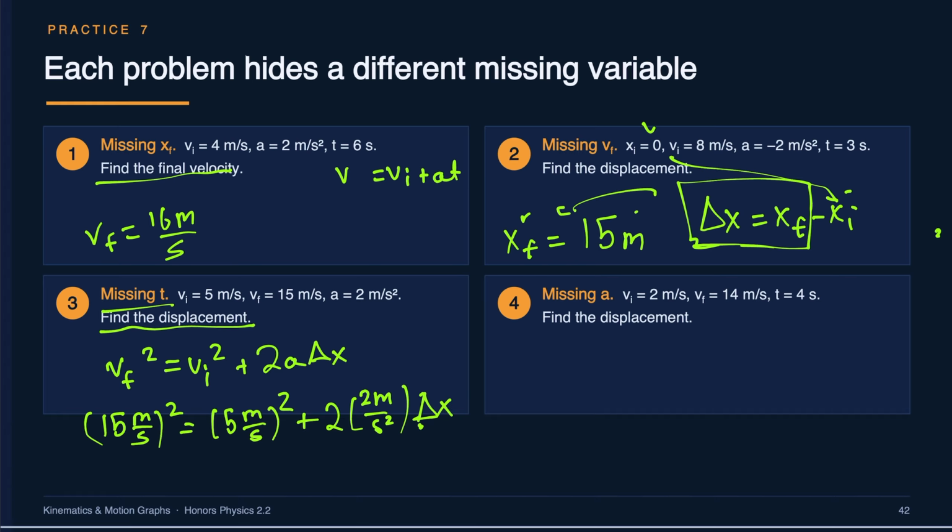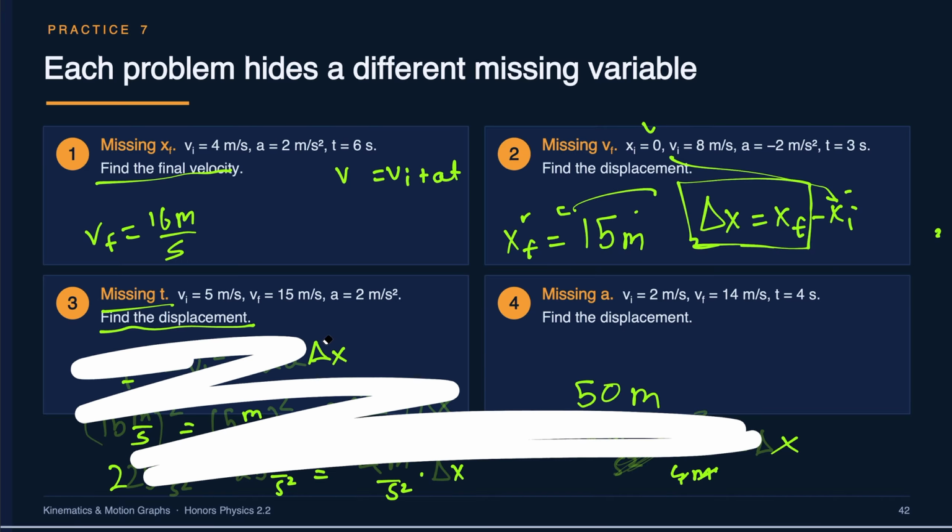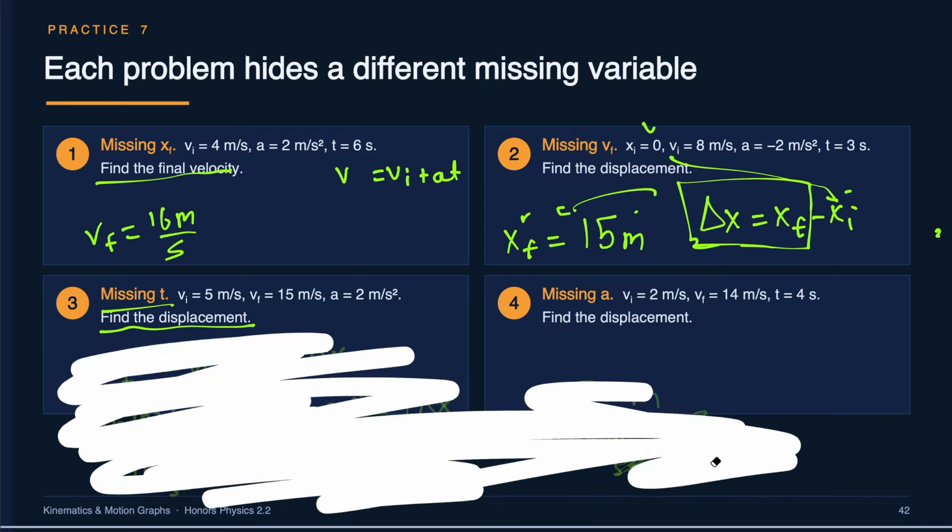Match this up. 225 meters squared per second squared minus 25 meters squared per second squared is equal to 4 meters per second squared times delta x. 200 meters squared per second squared times seconds squared per 4 meters, I just multiply by the inverse of this, is equal to delta x. This cancels out. This is left with 50, and this is left with meters. 50 meters is the displacement. Pretty neat. And really, once you get the hang of this stuff, it's pretty fun, dare I say.